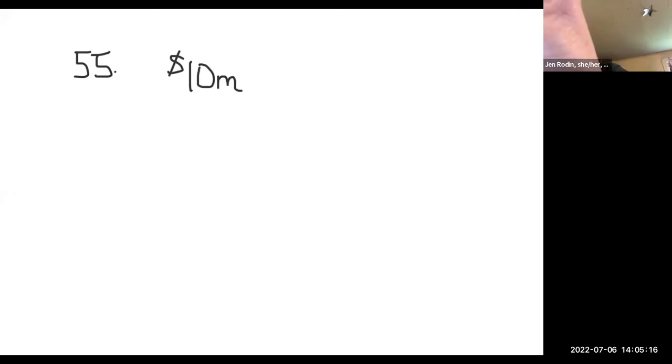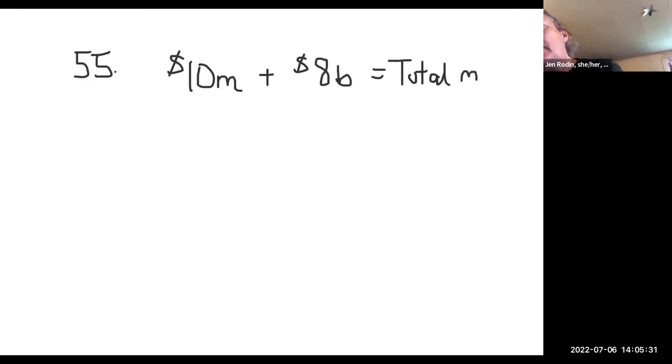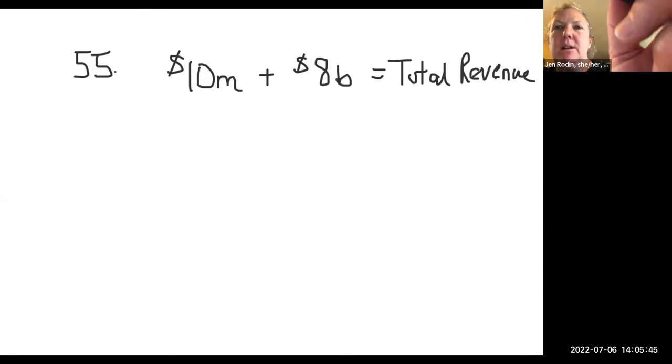$10 for main floor seats. Here's how I would change it to algebra. $8 for balcony seats equals the total money that they got, or revenue. I'll use the correct word. Total revenue. Then they also said there were 400 seats.